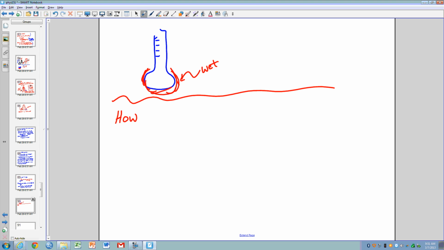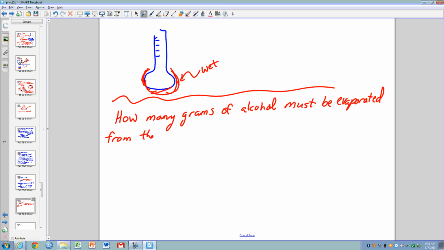So you have a homework problem that's very similar to this. How many grams of alcohol must be evaporated from the surface of a 70 kilogram person to reduce his temperature by 1.5 degrees Celsius.